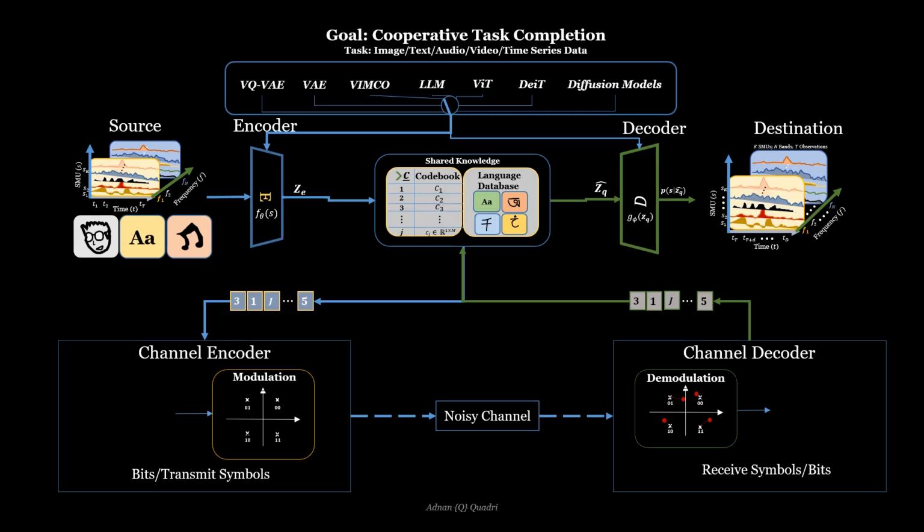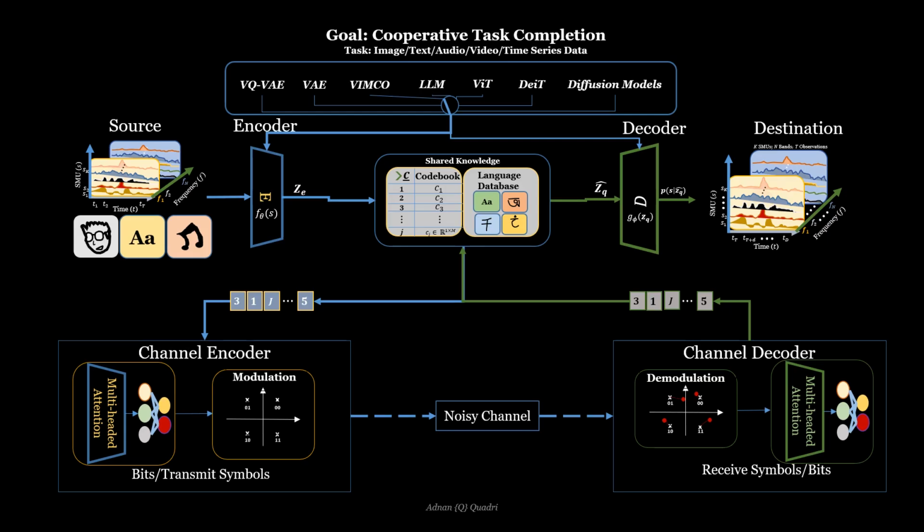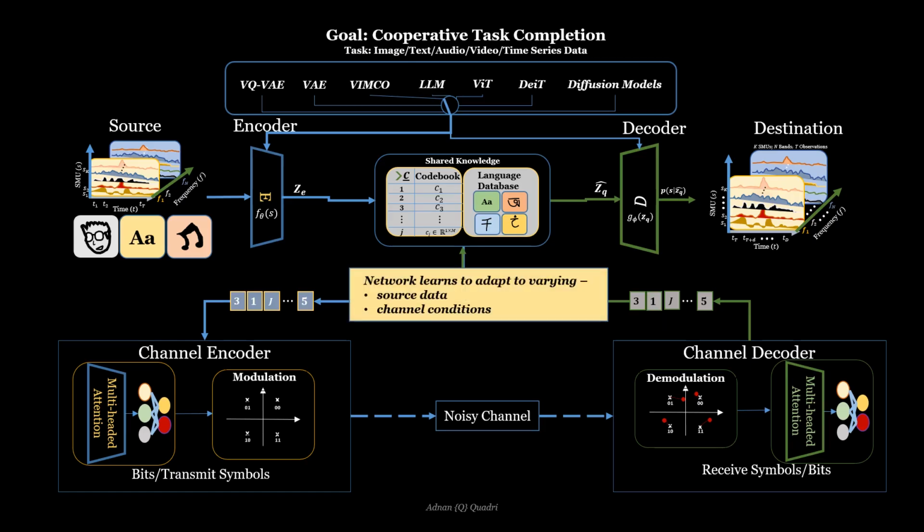Moreover, the channel coding blocks can also utilize, say, an attention-based encoder-decoder architecture, for example, to learn the optimal code length that best adapts to varying wireless channel conditions. In other words, an end-to-end adaptive communication system design that conveys the semantics of our messages efficiently and reliably.